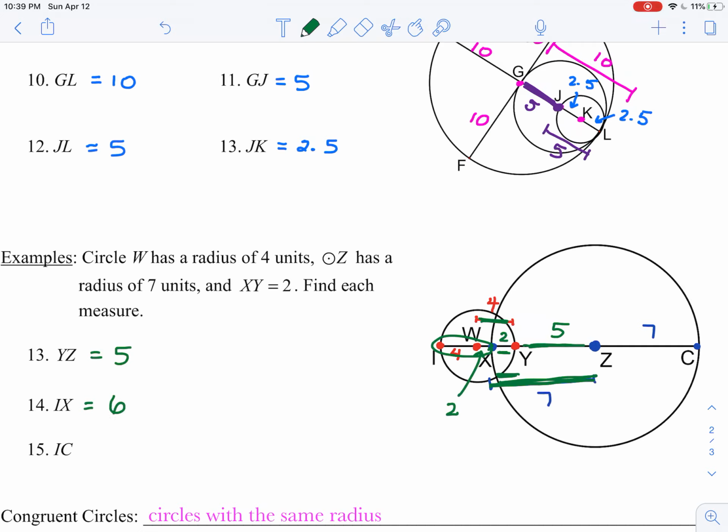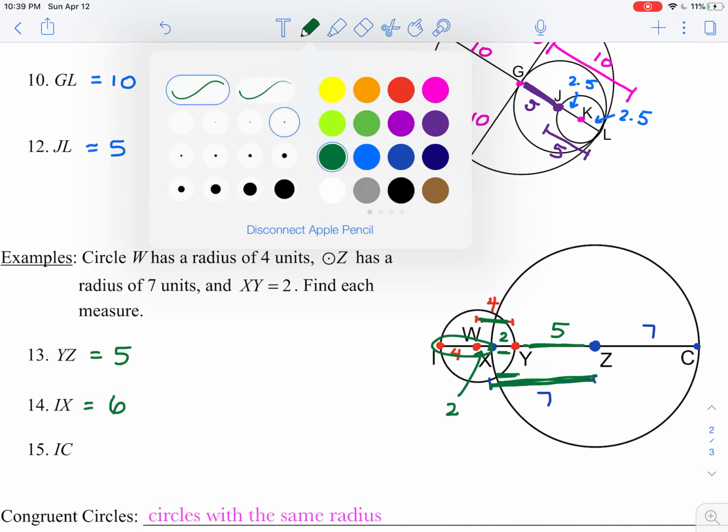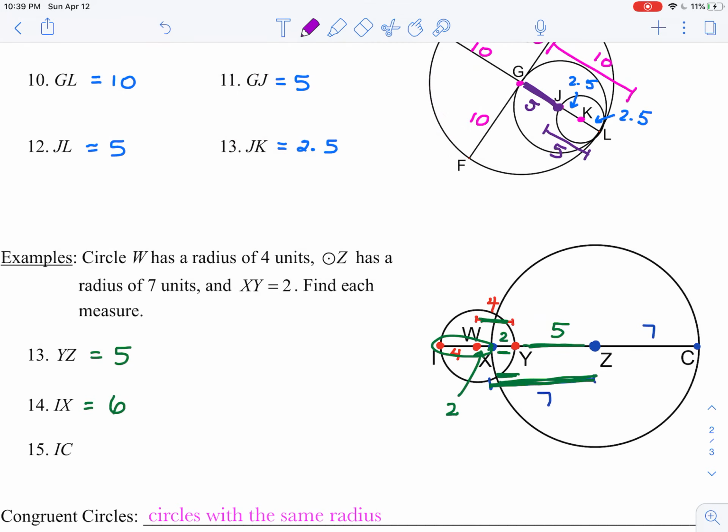And IC is the entire way across the picture. Be careful with this one. You don't want to add up every single number we put on the picture because part of it is overlapping. So if I consider IX, we just said was 6 units. And then from X over to the other side, C, that's the diameter of the big circle. That should be 14. I did 7 times 2. So 14 and the 6, the entire way across this picture should be 20.